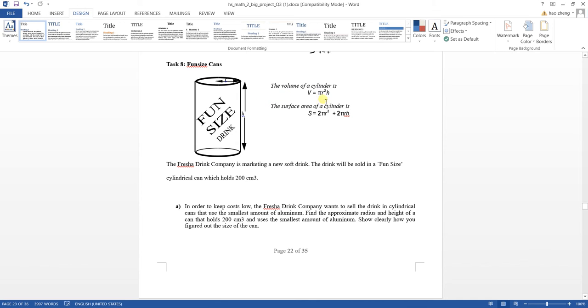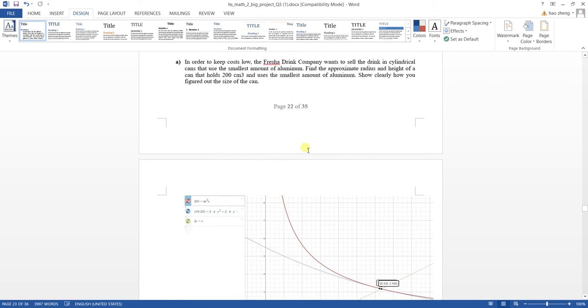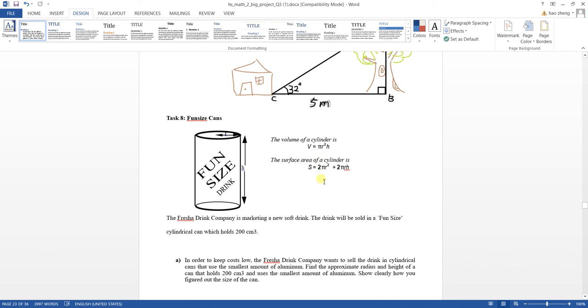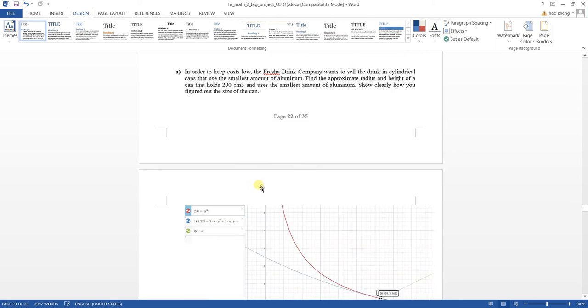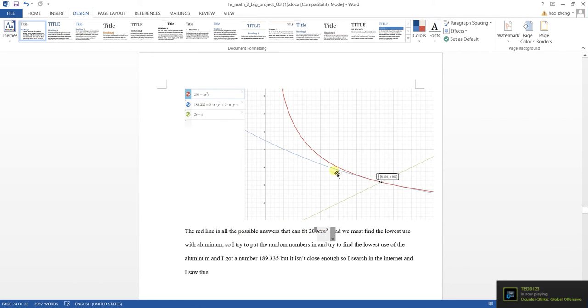And last task. So in this task, we must find the lowest aluminum that they can use. Okay, so the red lines are the possible answer that can fit the 200 centimeters cube, and we must find the lowest used with aluminums.